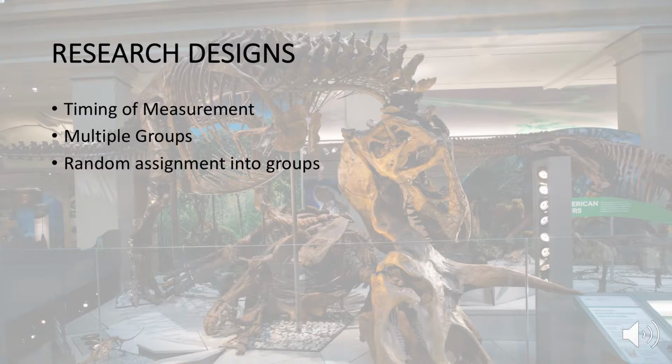Multiple groups, in effect, mean multiple experiments. If multiple groups exhibit the same results, then it becomes more accurate and reduces the risk of an outlier. Random assignment into groups. Random assignment is ideal because it makes the groups as similar to one another as possible.